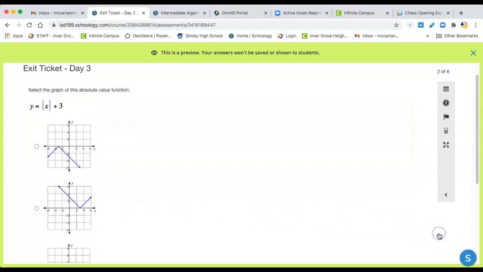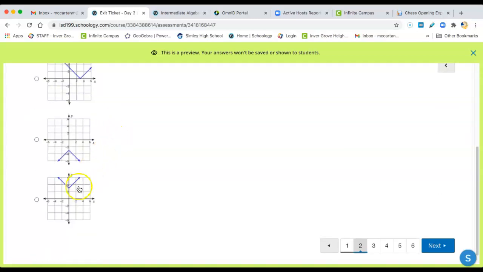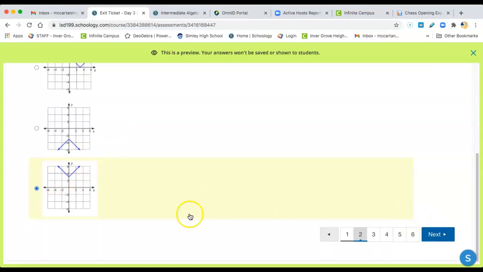Okay, there's only 6 problems here. All right, this one, inside the absolute value, there's nothing else except the x. So it doesn't move left or right at all. All it does, outside the absolute value, is a plus 3. So that means it moves up 3. It's this one right here. Again, it didn't move left or right at all. It stayed on the y-axis. It just moved up 3.